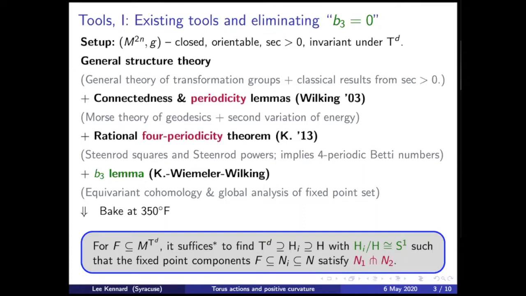And the upshot of all of this is that to prove the main theorem on the Euler characteristic, it suffices to look at one fixed point component at a time, this F right here. And it suffices to find 3 subgroups, H, H1, and H2, so that this technical green condition holds. That's for the B3 lemma. I'm not going to discuss that ever again.